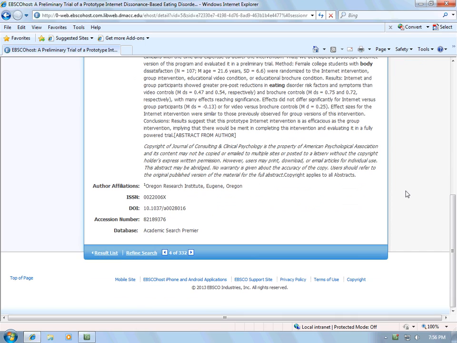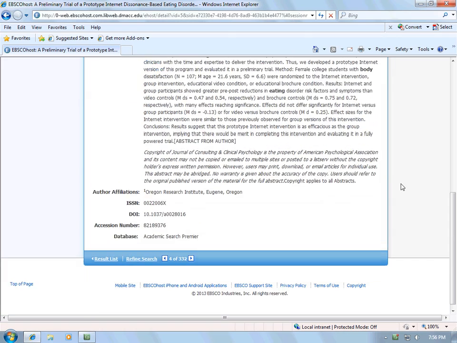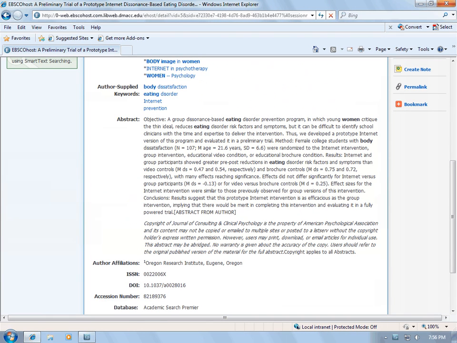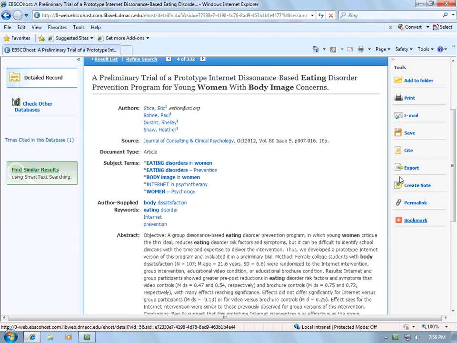If we scroll down, we can see that this is their affiliation to a research institute. We can also see here that there's an abstract, a summary of the research that they did. These are all clues that can help you determine whether or not you're looking at a scholarly article.